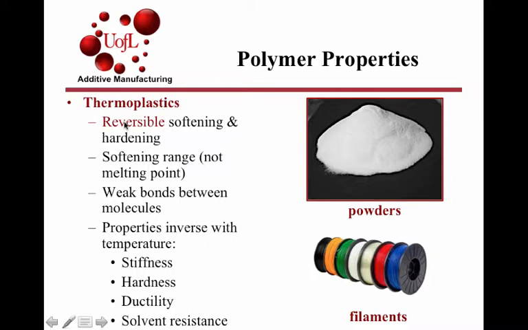For thermoplastics, you have a reversible phase change between solid and fluid depending upon the heat that's added or removed. The softening from a solid to a fluid occurs in a range rather than a specific narrow melting point. There are weak bonds between the molecules that more or less define properties, including the mechanical properties, their resistance to solvents, and so on.